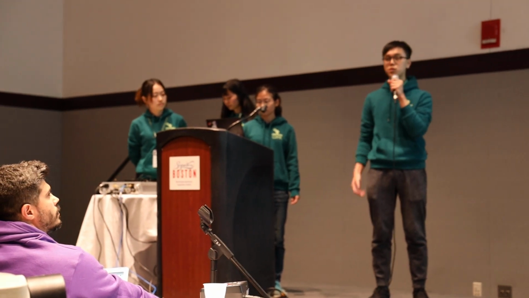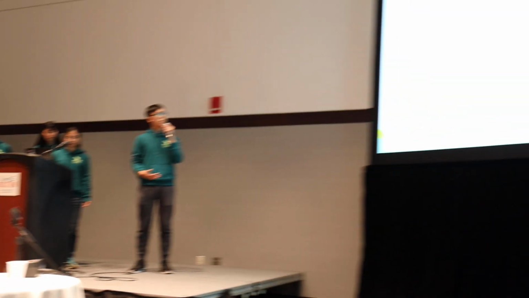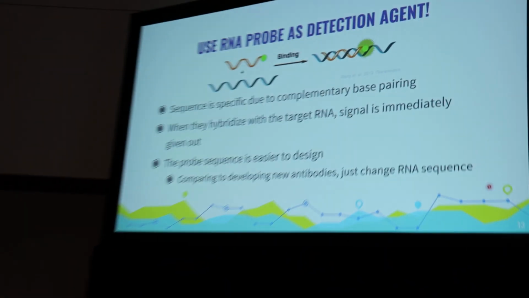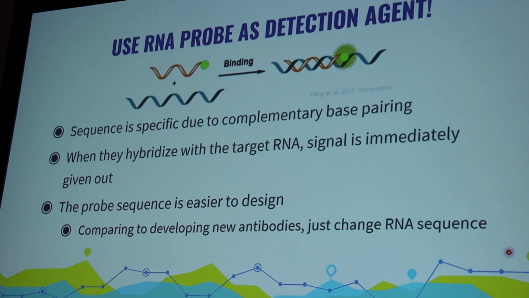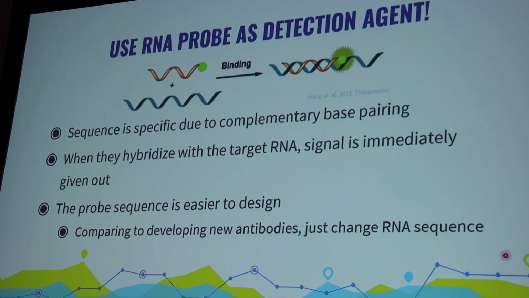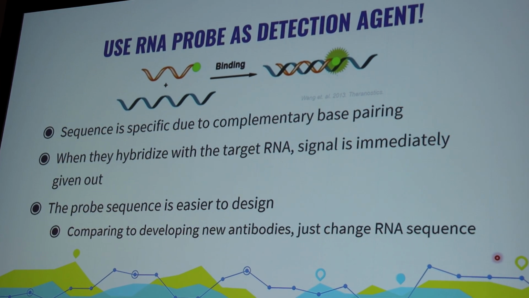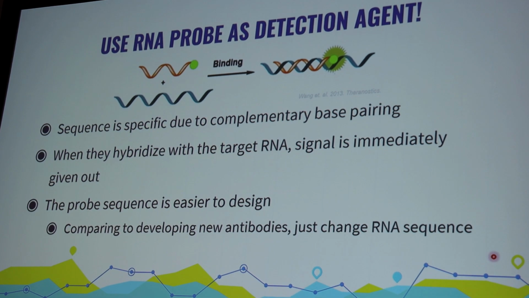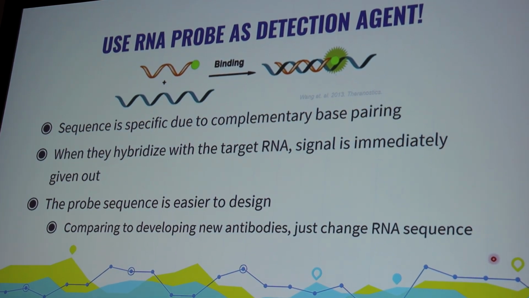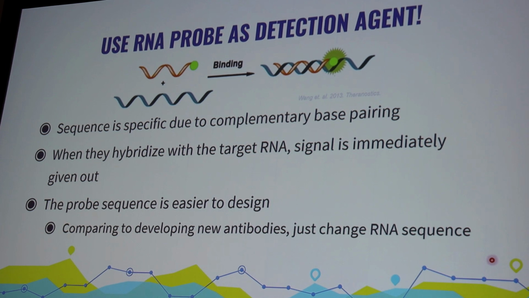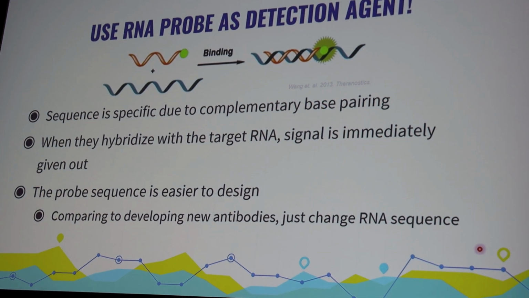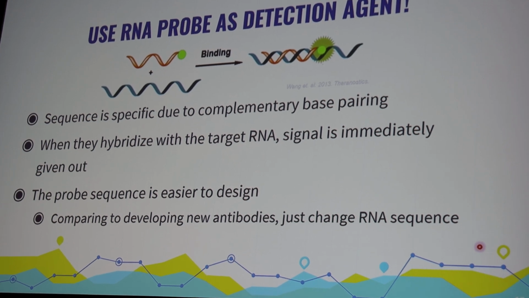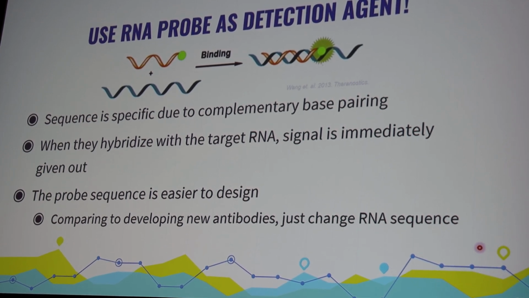Our solution is to use RNA probe. RNA probe can directly bind to the target RNA by complementary base pairing and give out a fluorescent signal, meaning that it is sequence-specific. Also, when it hybridizes with the target RNA, the signal can be immediately given out, so it is faster than other diagnostic methods. Lastly, the probe sequence is easier to design, as compared to developing new antibodies, we just need to change the RNA sequence, and then the new probe can be produced.